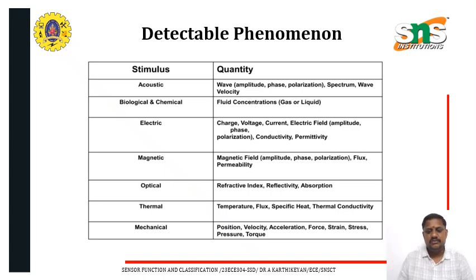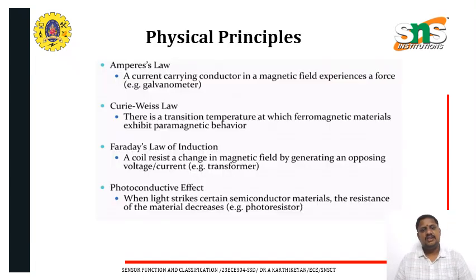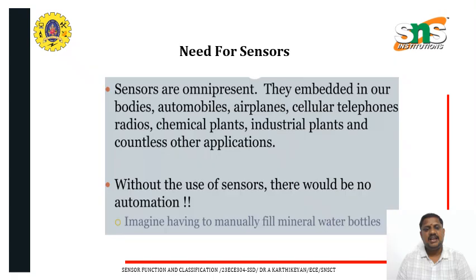So we can detect these quantities through the functions, and we have some physical principles: Ampere's law, Faraday's law, and the photoconductive effect. The galvanometer detects based on Ampere's law, the transformer works on Faraday's law, and for the photoconductive effect we can use phototransistors. These are the main physical principles and phenomena used by sensors and actuators.